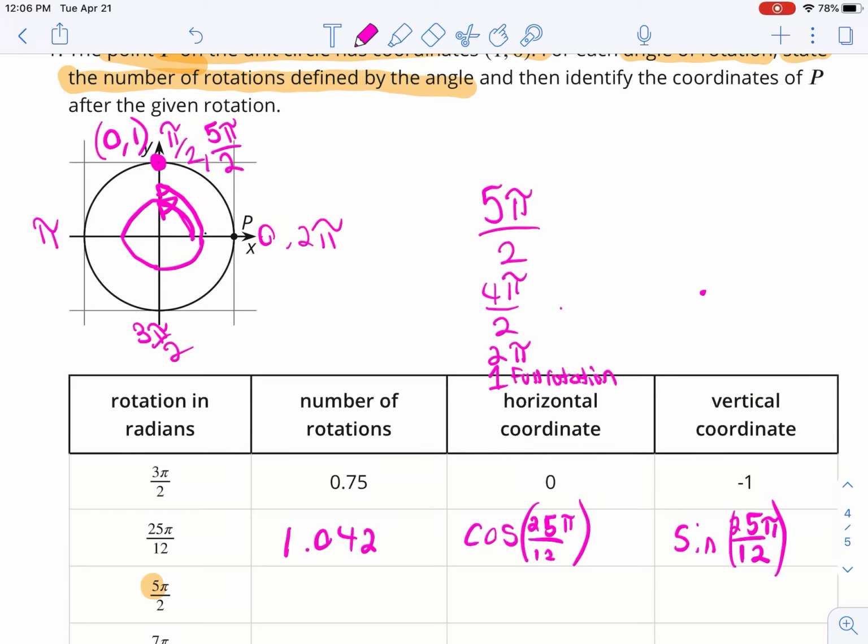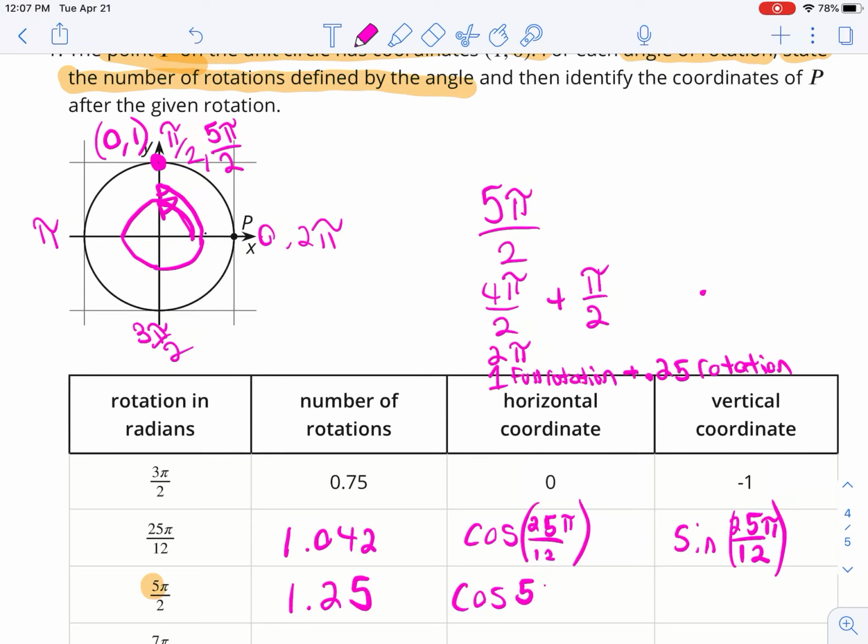And then this is also 4 pi over 2 plus pi over 2. We broke it up, so we have to figure out how much pi over 2 is of the entire thing. Pi over 2 is 1/4 of our unit circle. So we can write it as 1 full rotation and 0.25 rotations, or 1/4 of a rotation. So this is 1.25.